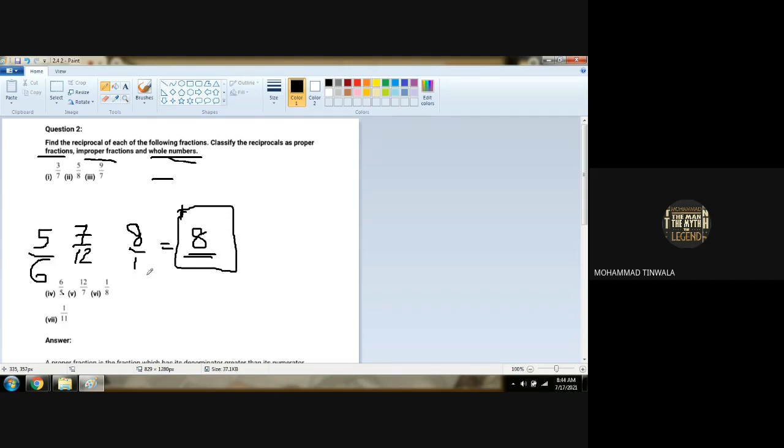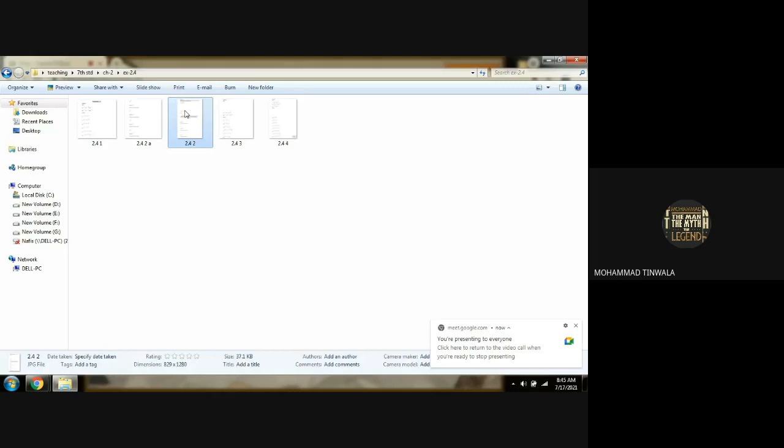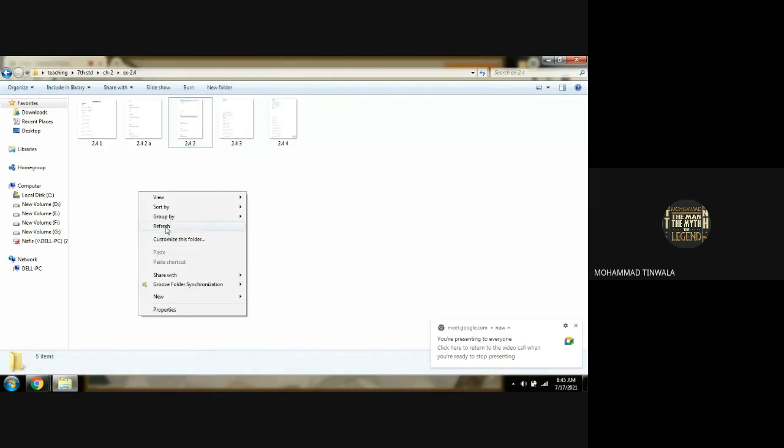Is it clear, boys? Yes, sir. So we have completed up to question number 2. Exercise 2.4, question number 2 we did in the class. Your homework is to cover all the sums one time in your rough book. And your fair book has to be compulsorily prepared and maintained up to the mark, up to the day of what we studied in the class. Is that clear, boys?